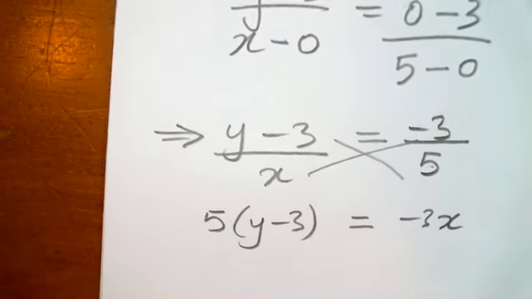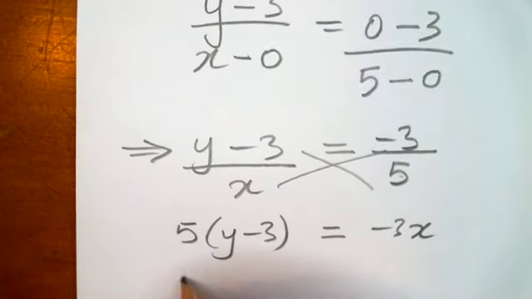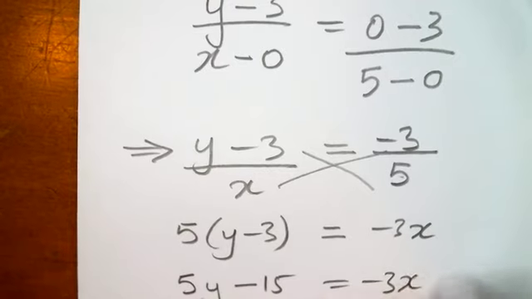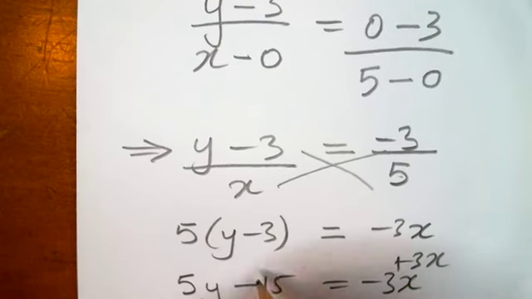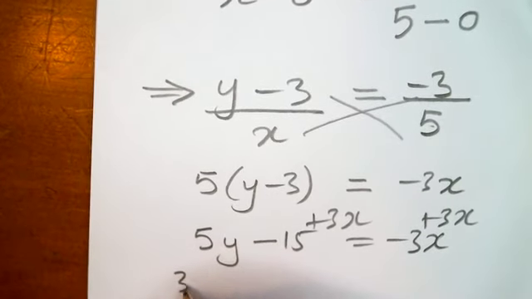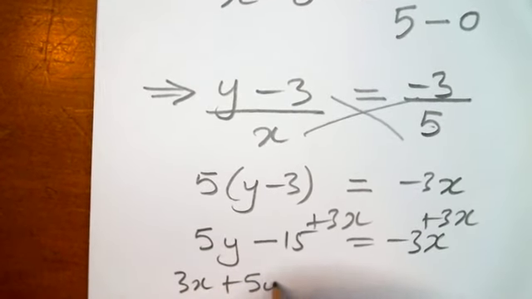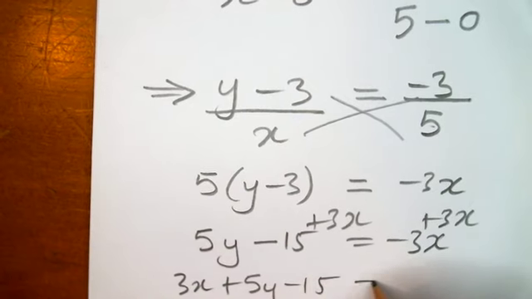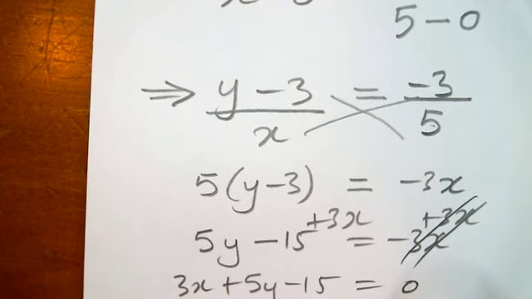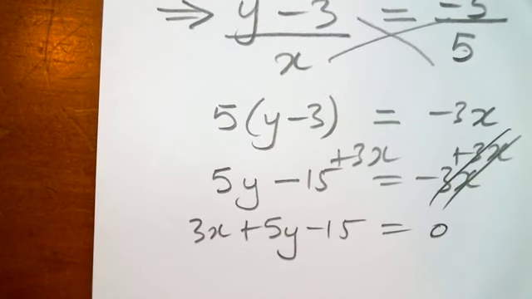Okay, let's expand this out and make the whole thing equal 0. So this is going to become 5y minus 15 is equal to negative 3x. So I'm going to add 3x to both sides. Here we go, 3x to both sides. So now I'm going to have 3x plus 5y minus 15 is equal to 0, because all this comes to 0. Now, anything else that I need to do? I think we are good. So that would be the solution.